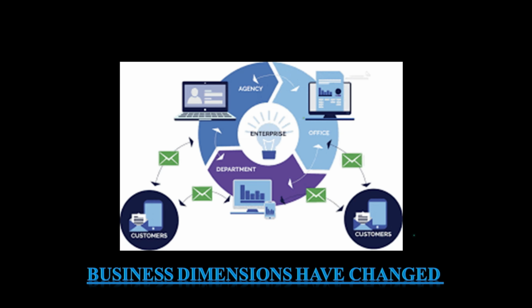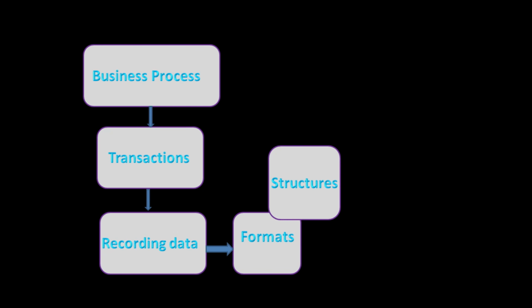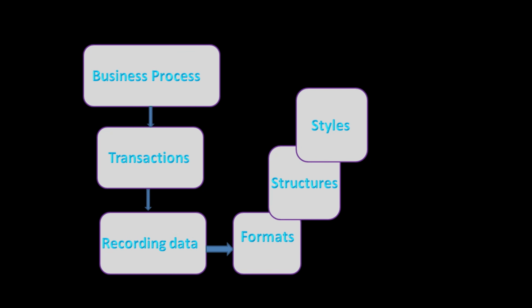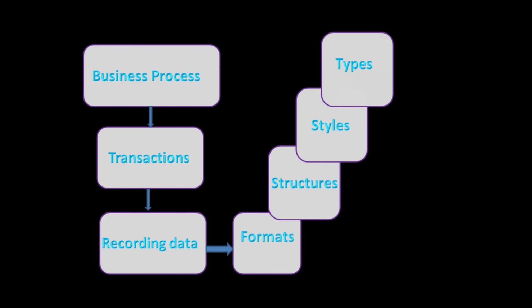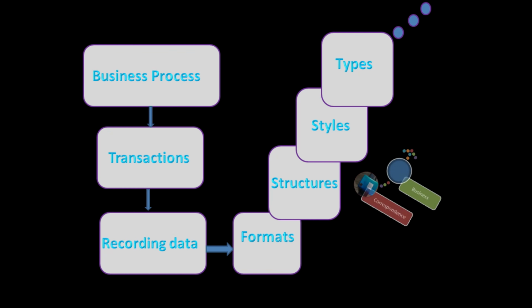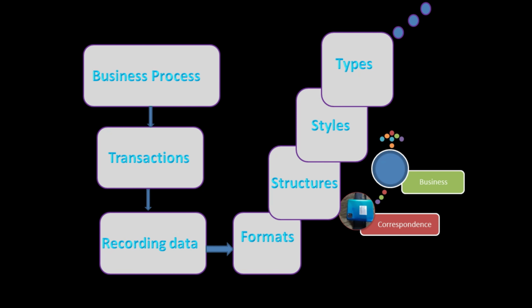Friends, business is not a single shop activity. It's a process which involves extensive documentation. There are thousands of transactions happening under each process. Each transaction will generate data. These data are to be recorded, and this recorded data has to be manipulated, processed, and brought into different formats. Different structures are essentially required to be followed. We need to have different styles, and there are different types, and so many such factors are involved, and all these factors together we can call business correspondence.